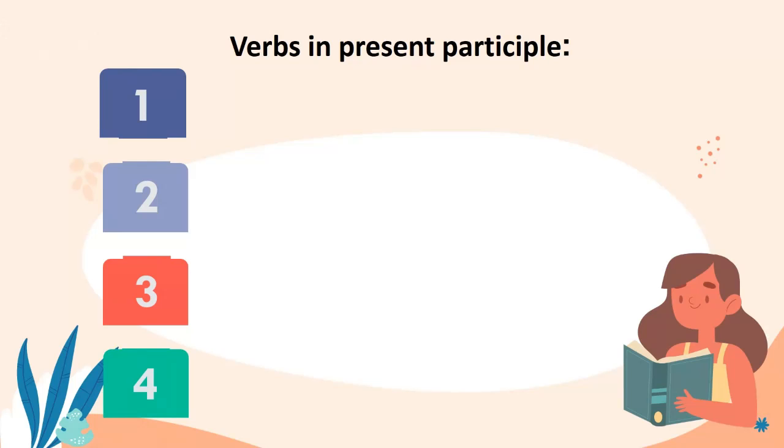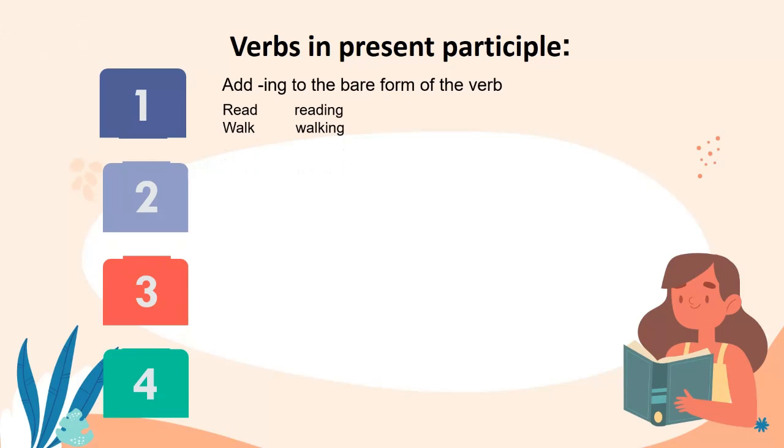It's important to know how to form the verbs in present participle. For most of the regular verbs, we add ing to the verb form of the verb. For example, read becomes reading, walk becomes walking.